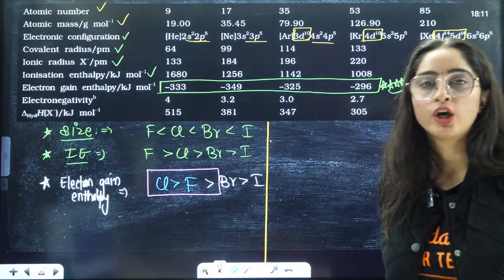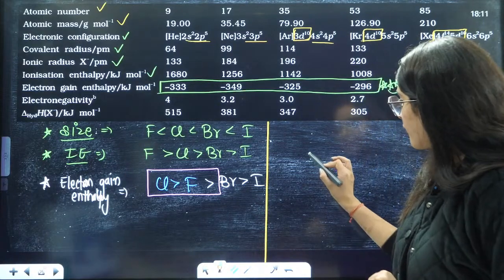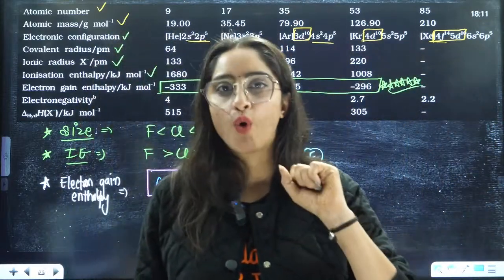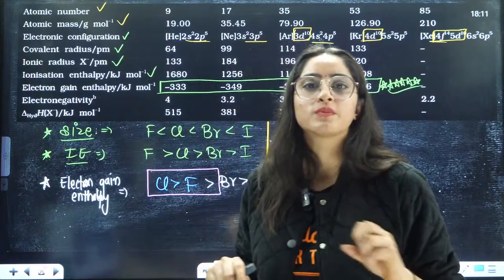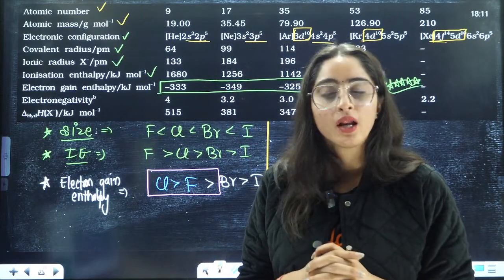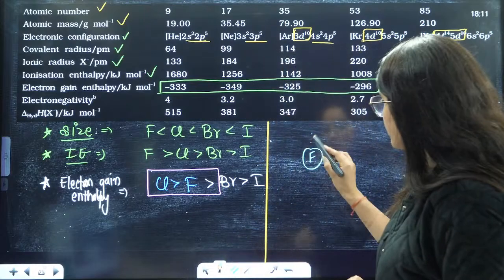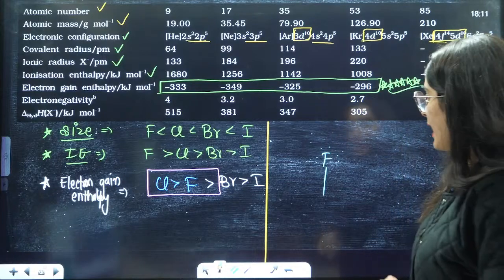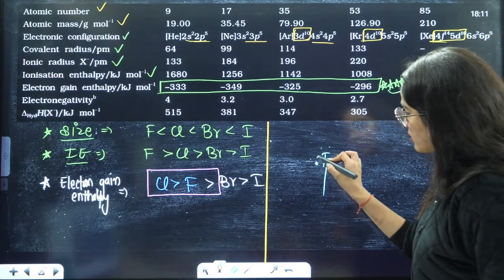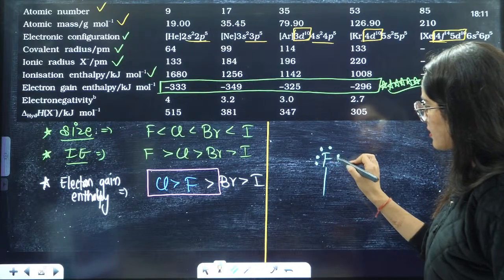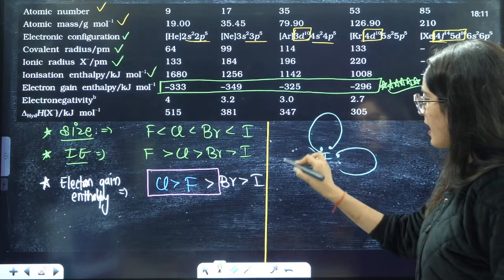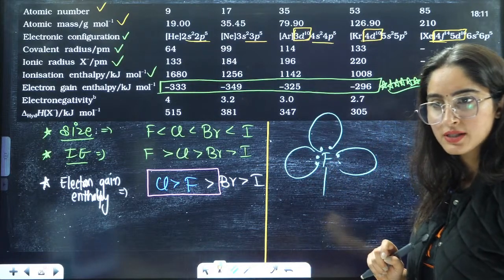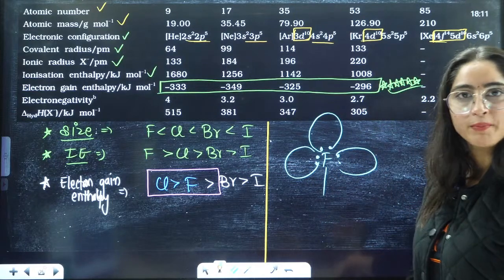Electron gain enthalpy, to gain the electrons. See, fluorine is the smallest element among this periodic table. It is very, very small. So, fluorine has how many lone pairs? 1, 2, 3, 4, 5, 6. If it is forming one bond, it has 3 pairs of lone pairs, right? 1, 2, and 3. So, smaller the size, more will be the electronic repulsions, right?